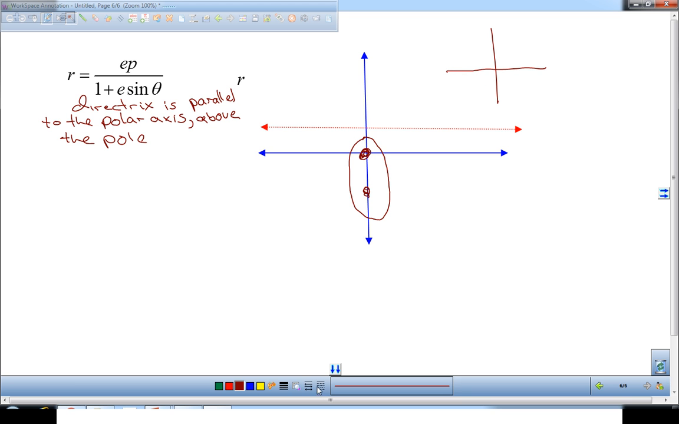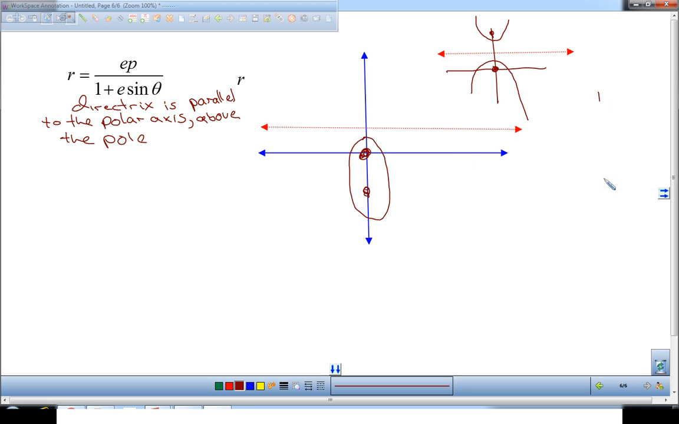For a hyperbola, if this were a hyperbola, it would look something like this. Here's the directrix going across. If it's a hyperbola, you still have a focus at the pole, but one branch of the hyperbola is down here, okay? And one branch of the hyperbola would have to be where? If this is one branch of the hyperbola and this is a focus, where's the other focus going to be? Could it be down here? No, it would have to be somewhere up here, right? So if the directrix is up here, your hyperbola looks something like that, okay?